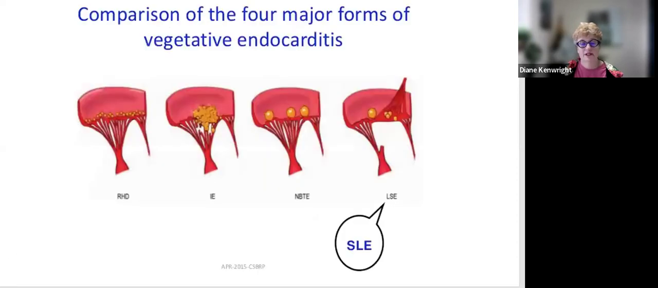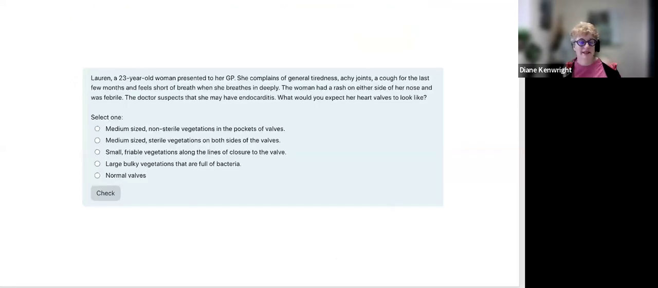So here's a weird diagram comparing them, right? Rheumatic fever, valve edge, lots of little vegetations. Subacute infective endocarditis, big vegetations. Non-bacterial thrombotic endocarditis, medium-sized vegetations spread in discrete patches. And in SLE, you get the thing called Libman-Sacks endocarditis, where you get vegetations on both sides of the valves. How might this be addressed in an MCQ?